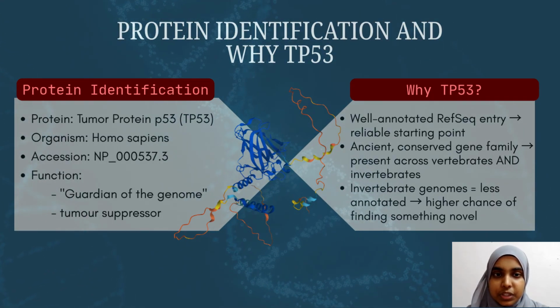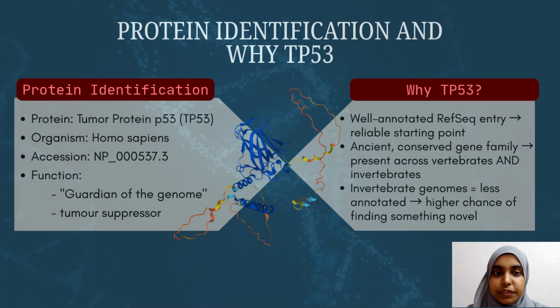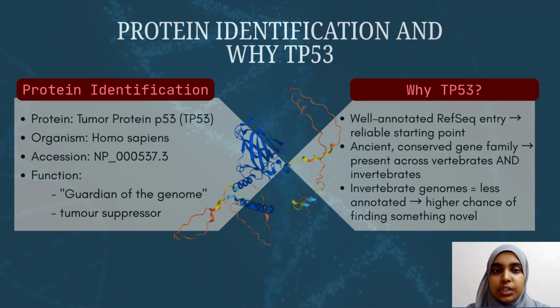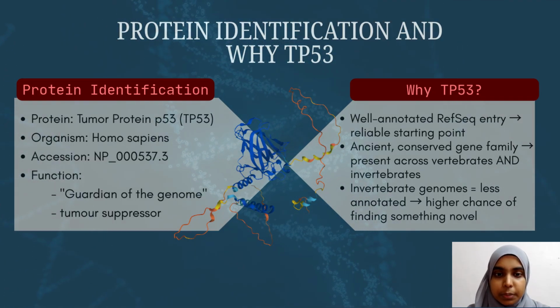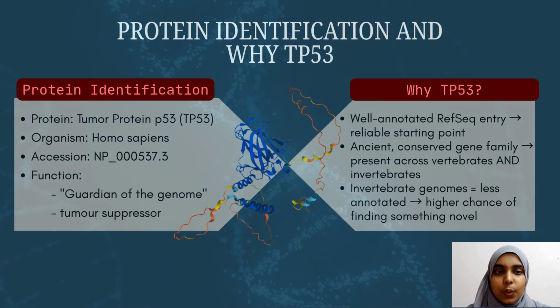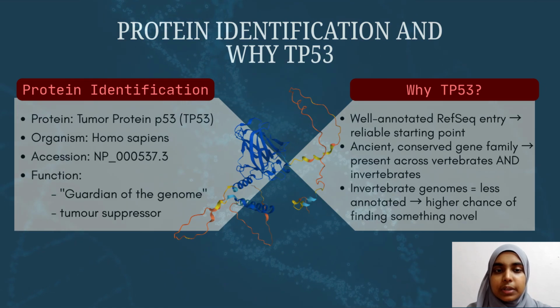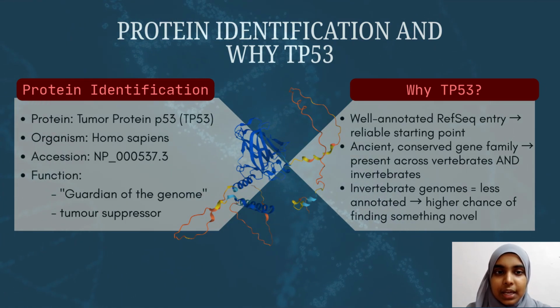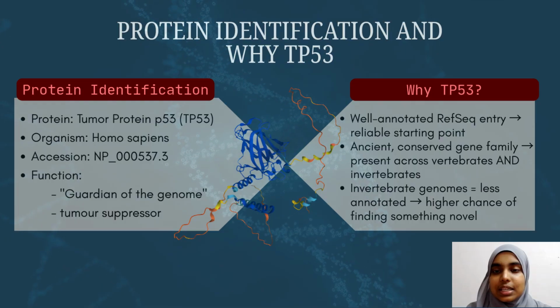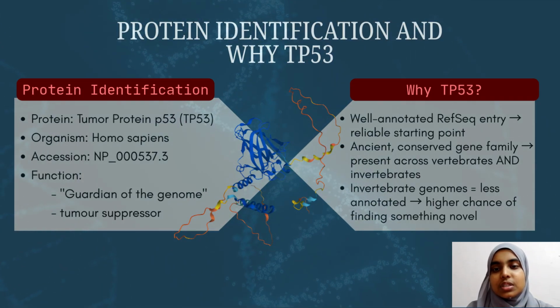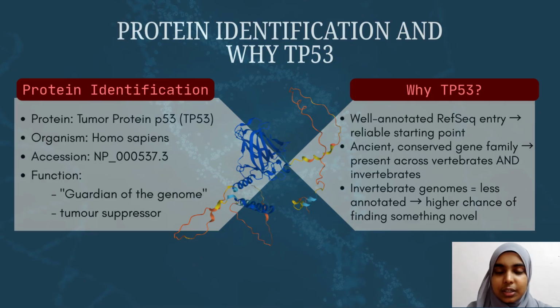This particular protein, famously known as the guardian of the genome, due to its vital role as a tumor suppressor. So we actually chose the human variant, which has the accession number as shown in the slide, and you can see the reasons why we have chosen the TP53 protein.